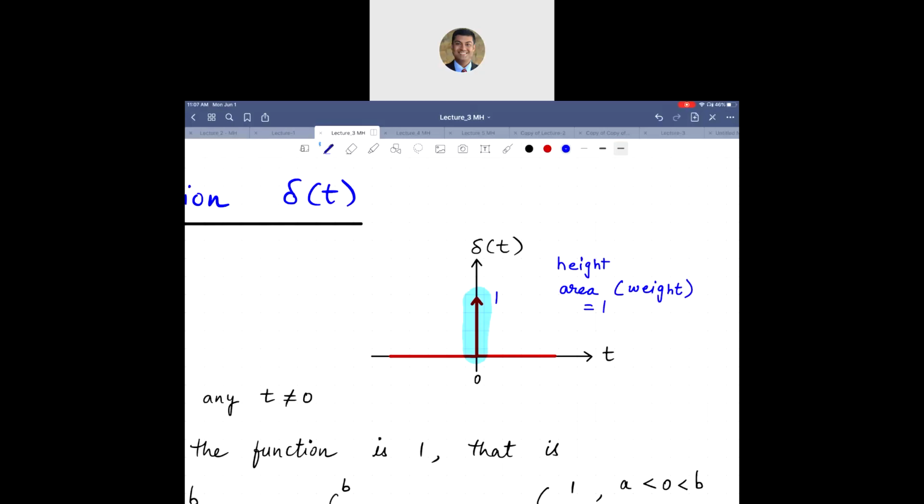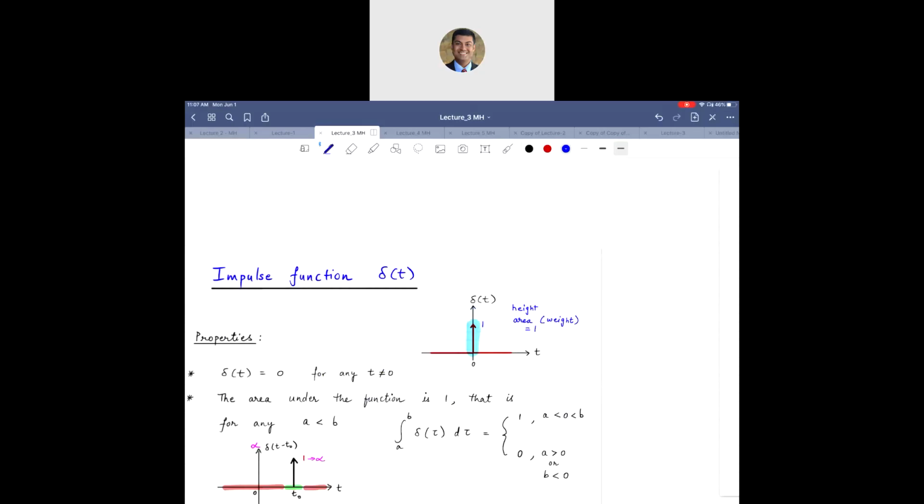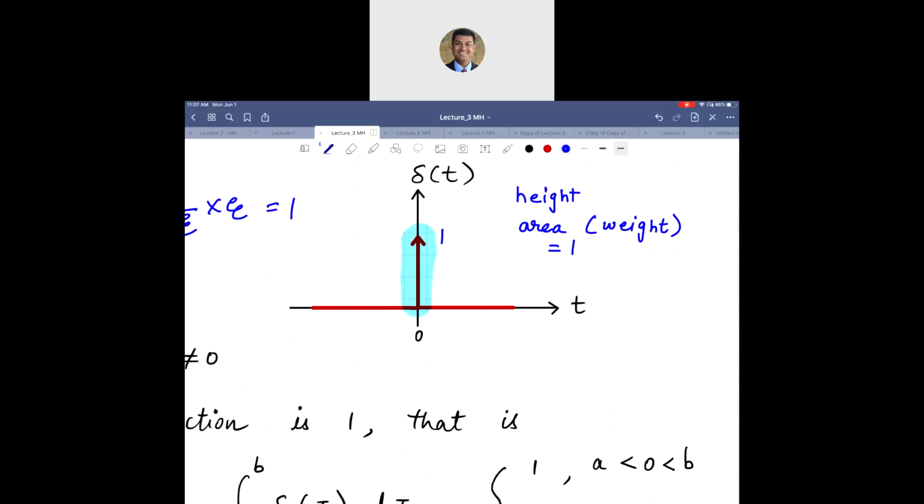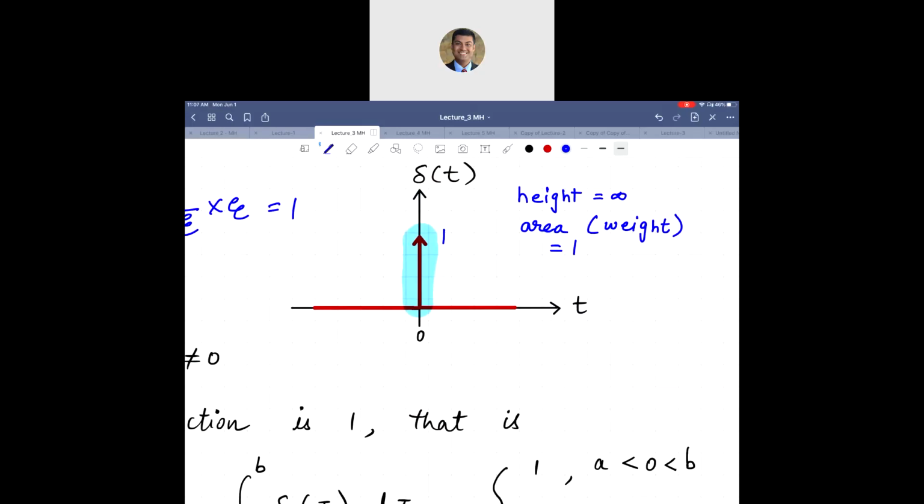So unit area. How do I know that? Well, from before, you remember 1 over epsilon multiplied by epsilon, that was giving you 1. So the area is 1, however, the height is infinity. So we don't talk about height, we leave that as is. In our notation, all we do is point out the area, or the weight of the impulse, by writing 1 or 2 or 3 or whatever beside that arrow pointing up. So this is what you will mention.